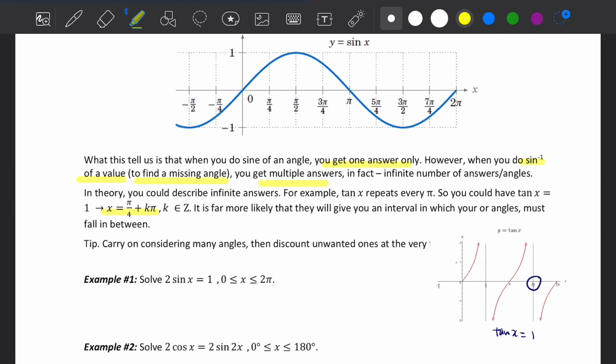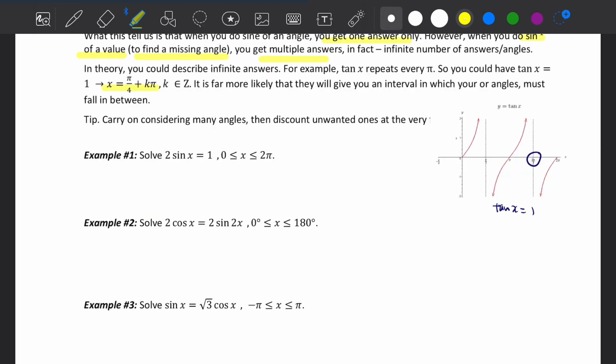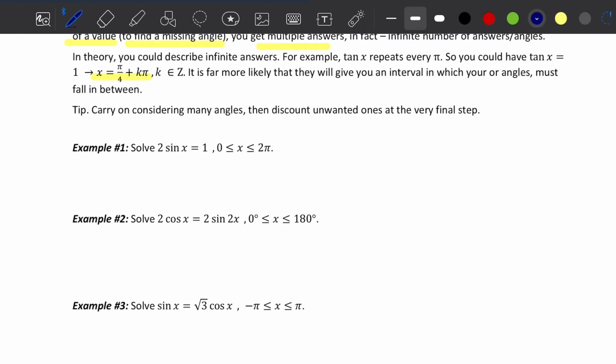It is far more likely that they will give you an interval in which your angles must fall. So when you do questions like this, it can produce many angles, and you have to discard the unwanted ones at the very end. Okay, so let's do an example here.